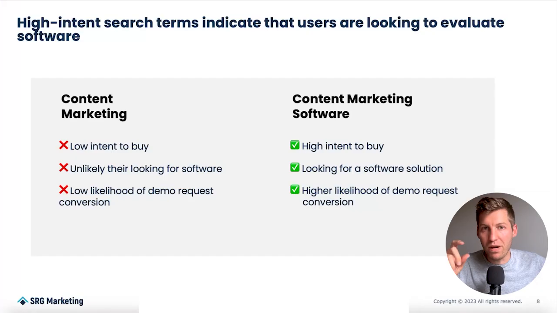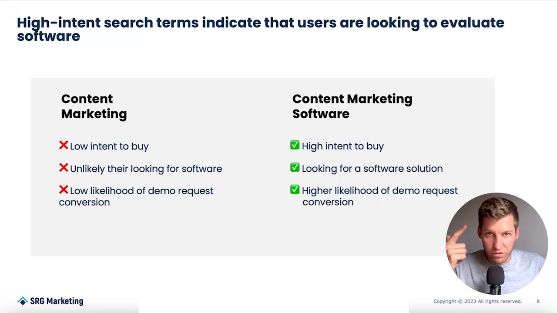They're not yet ready to buy a service yet. So take the example of the keyword content marketing software. This is someone who's actively researching content marketing software solutions, right? They're indicating that they're interested in learning more about software solutions to help with this problem. So it's a high intent keyword.